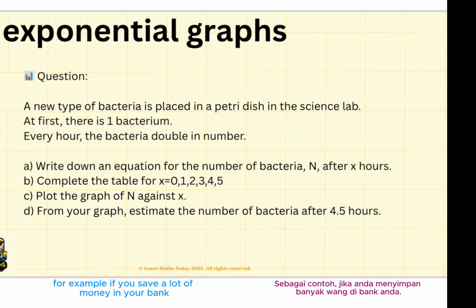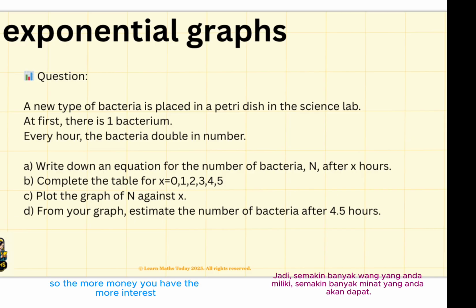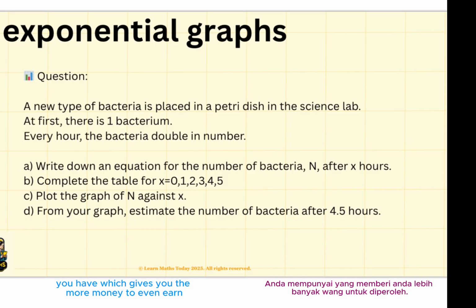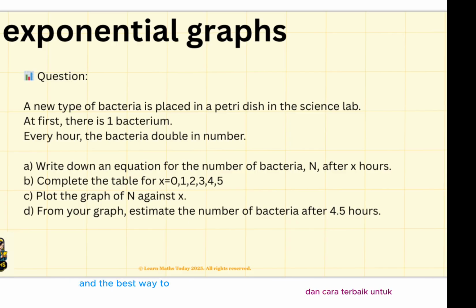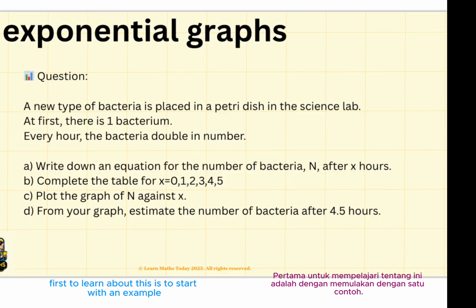And for example, if you save a lot of money in your bank, there's compound interest. You don't just earn interest on your original deposit, you also earn interest on your interest. So the more money you have, the more interest you have, which gives you more money to earn even more interest. We call this exponential growth. And the best way to learn about this is to start with an example.